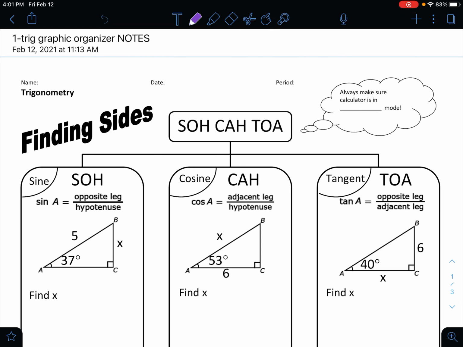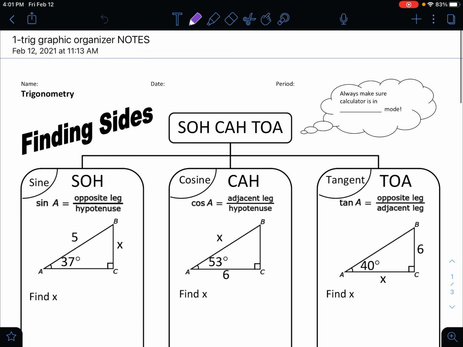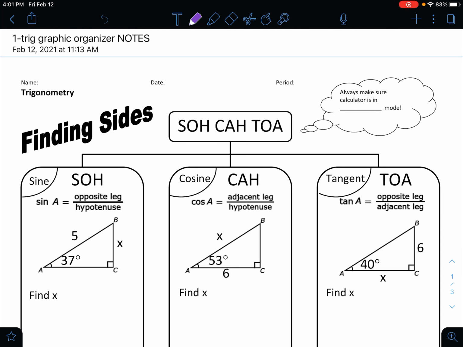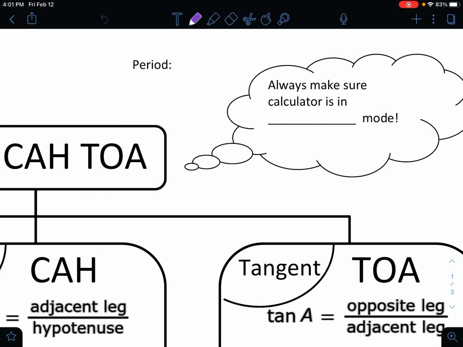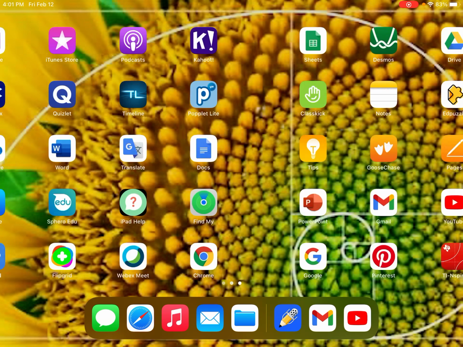Okay, these are your notes for trigonometry. So, first thing you need to do is always make sure that your calculator is in what we call degree mode. And I'm going to show you how to do that right now.